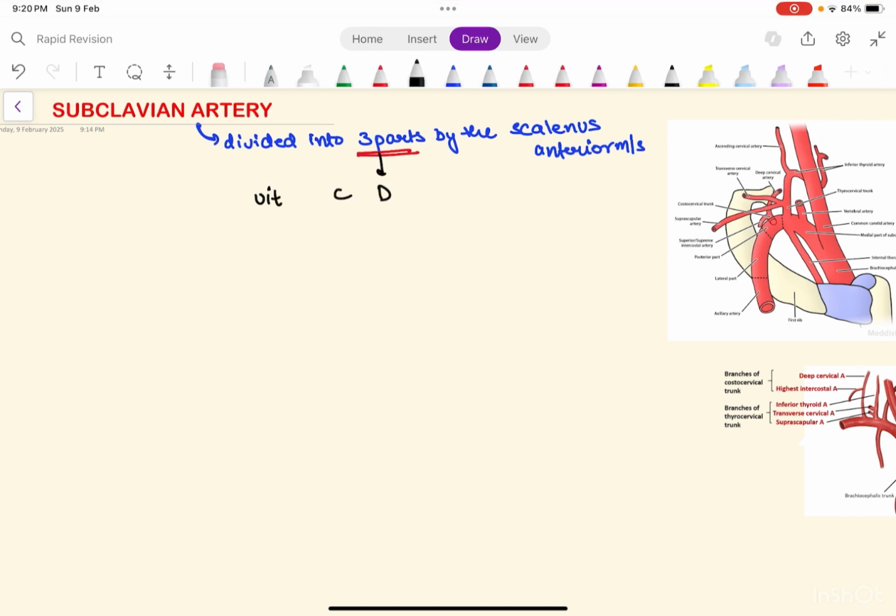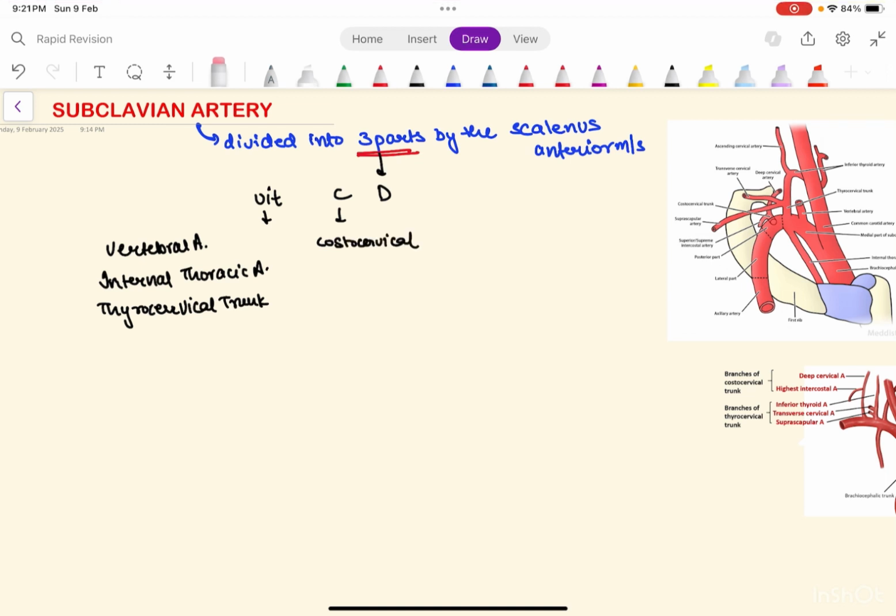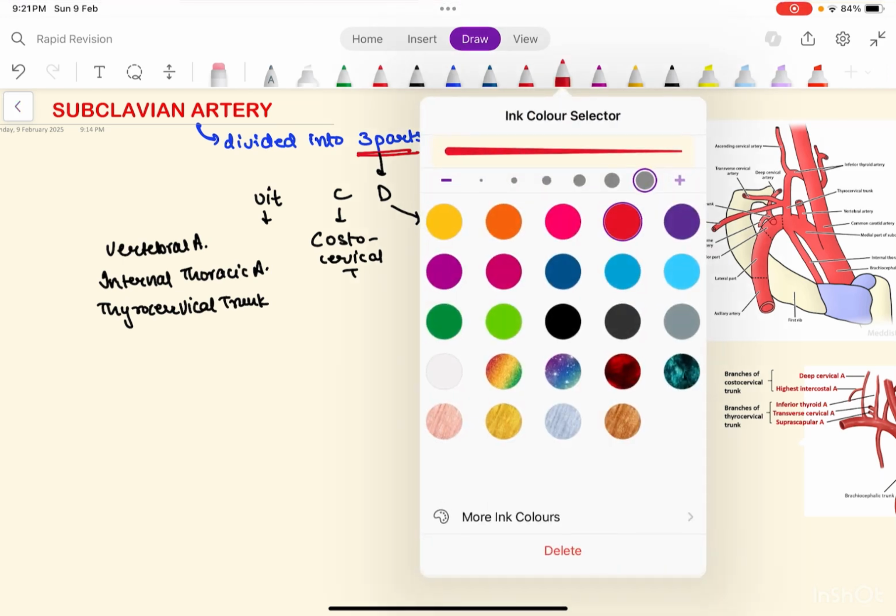So in three parts you can remember it by vitamin C and D. By V, first we will have the vertebral artery, then we will have the internal thoracic artery, and by T we will have the thyrocervical trunk. Then by C we have the costocervical trunk, and by D we will have the dorsal scapular artery.